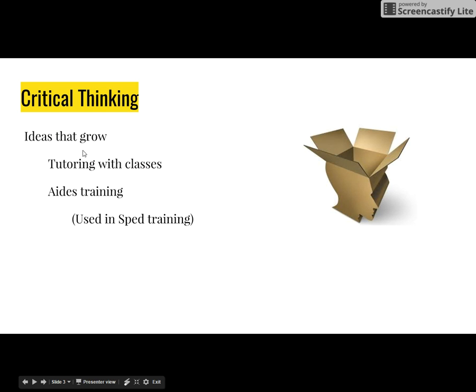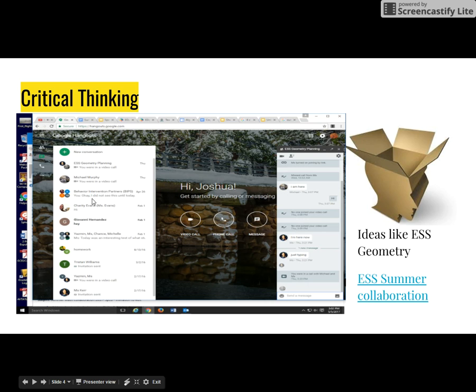So critical thinking, we'll start off. Just some of the ways that I think I showed critical thinking, and it was that I did tutoring with my classes last year. I noticed that grew at Lancaster High, and now a lot of people are doing that. I did AIDS training at Lancaster High last year, and a lot of people I noticed were doing that. So I seem to have these ideas that just are working and are growing.